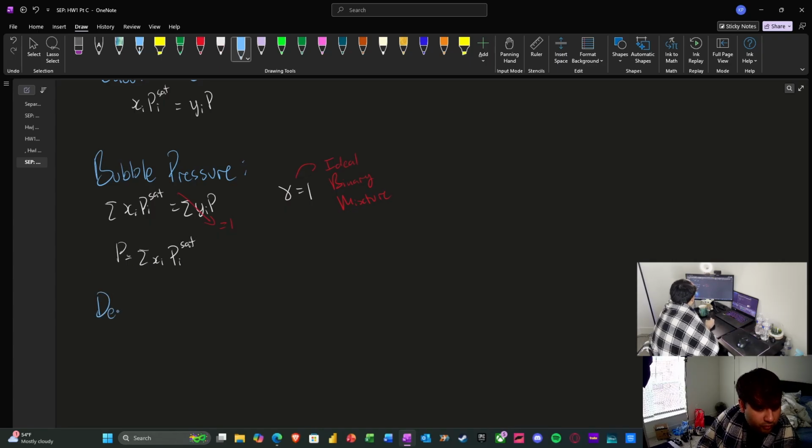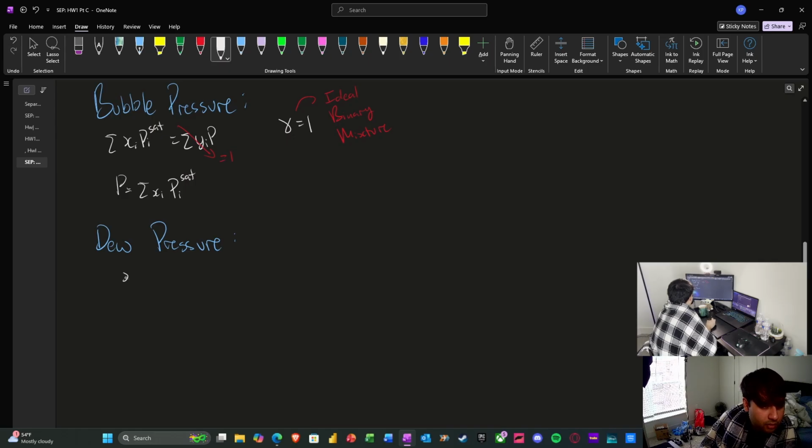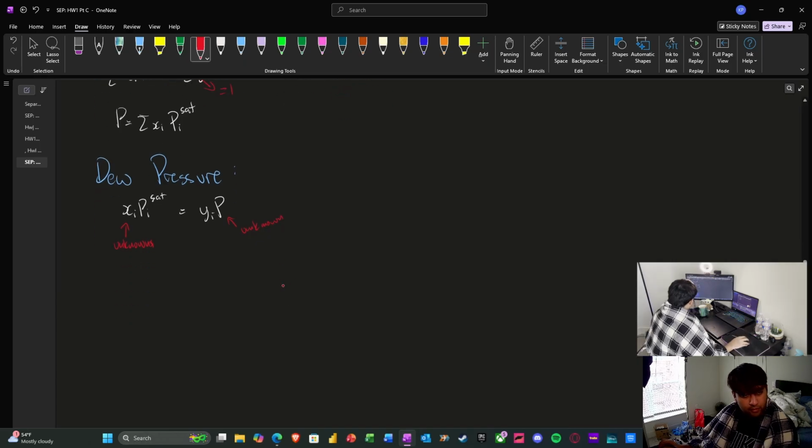Our pressure will equal the sum of our liquid composition times our saturation pressure. As for dew pressure, I'm going to go ahead and write down the equation again. However, in this case, we have two unknowns, our xi and our P. No, that's really bad.